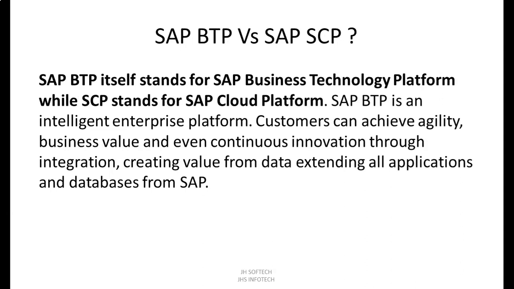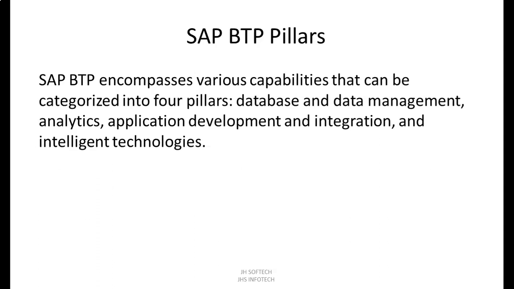Now, let's have a quick difference between the SAP BTP and the SAP SCP. SAP BTP stands for Business Technology Platform, while SCP stands for SAP Cloud Platform. SAP BTP is an intelligent enterprise platform. Customers can achieve agility, business value, and even continuous innovation through integration, creating value from data, extending all applications and databases from SAP.